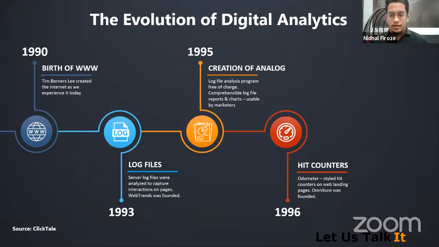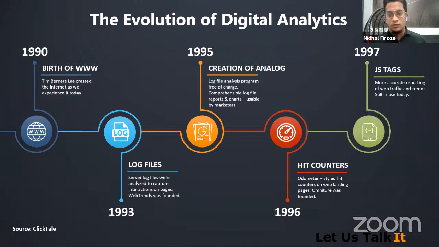In 96, similar to how you would see an odometer, there were these hit counters on the landing pages or websites. Omniture, which now is more of Adobe Analytics, was born then. So during 96, there were these counters on the websites which would basically count the number of people who visited, the number of times they clicked, and all of those things. In 97, this was one of the game-changing milestones in this whole journey of digital analytics: the JavaScript tags. Using JavaScript tags, you are able to report web traffic and trends more accurately. And JavaScript tags are even used till today. So that's considered to be one of the key skills that any web analyst needs to have.